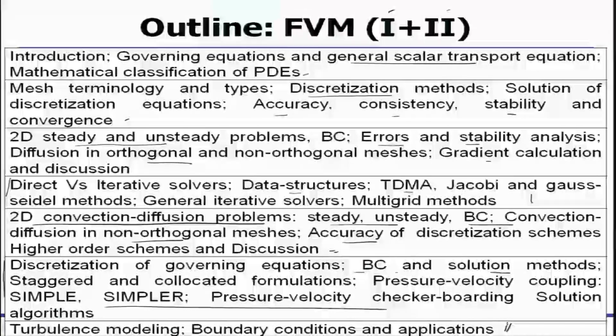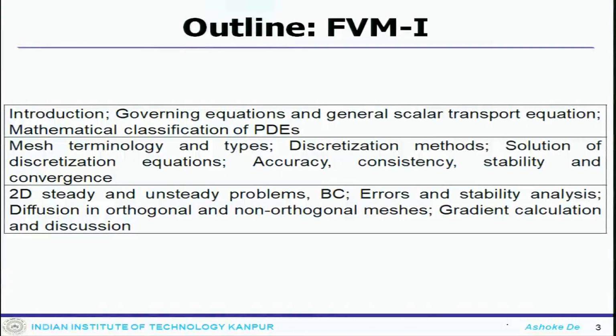Now this particular content is divided into two parts. One is Finite Volume 1, which will be the content of this first part, and there we will talk about the introduction, the discretization technique, mesh topology and accuracy, and then we end at the 2D diffusion system. So the first part will tell you about your initial governing equations, discretizations and the 2D diffusion.